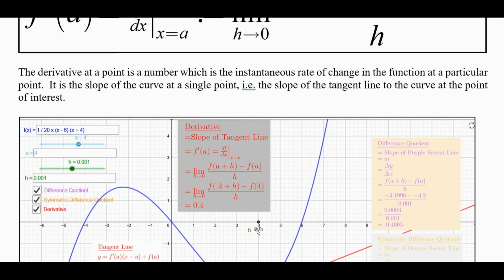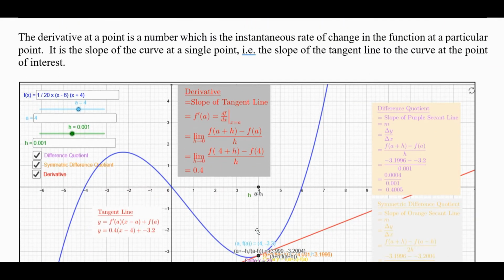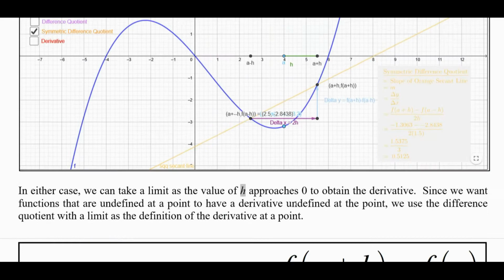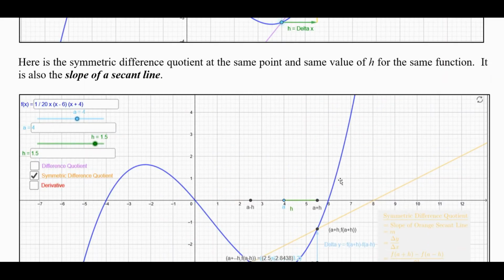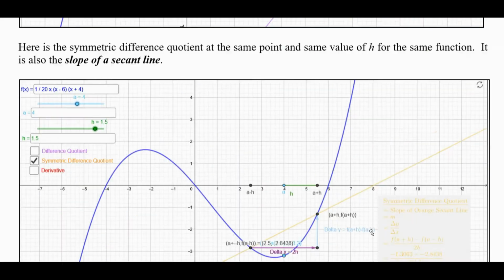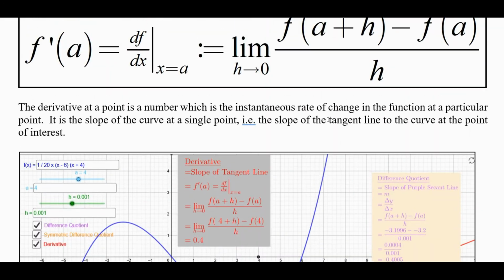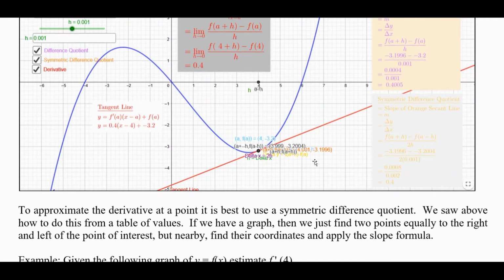So the derivative at the point is actually a number, and it's a number which is the instantaneous rate of change in the function at a particular point. It's the slope of the curve at a single point, which notice doesn't really make sense with pre-calculus because the slope formula requires 2 points. But it does make sense here because it's the slope of the tangent line. These secant lines up there get closer and closer to this tangent line as h gets smaller and smaller.